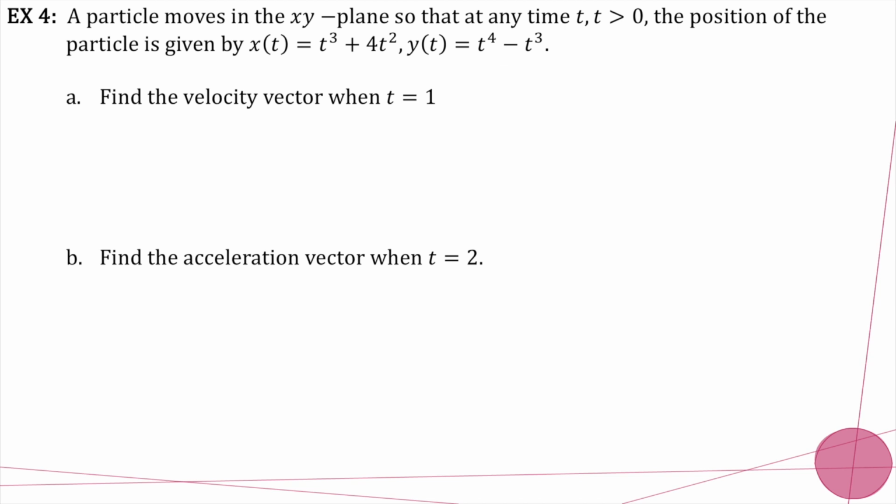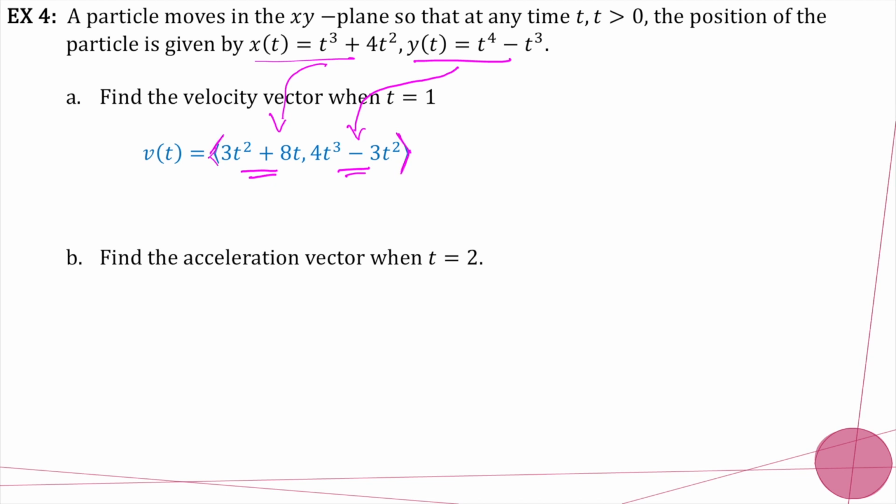So here we have a particle moving in the xy plane so that at any time t greater than 0, the position of the particle is given by an x component and a y component. Find the velocity vector when t equals 1. Okay, we'll just take the derivative of the x component, stick it in the x spot, and the derivative of the y component and stick it in the y spot. And then just put these vector brackets on the outside, and there we have a velocity vector.